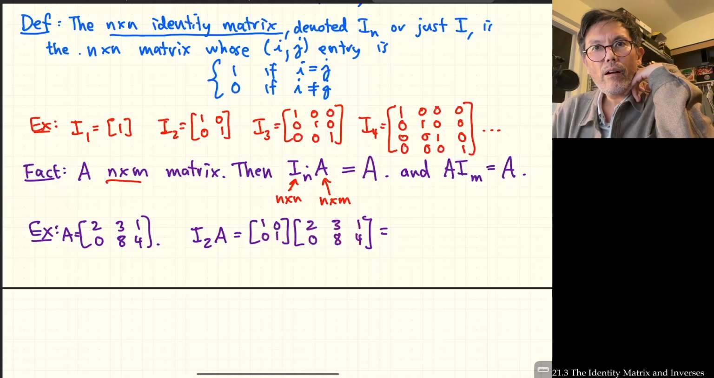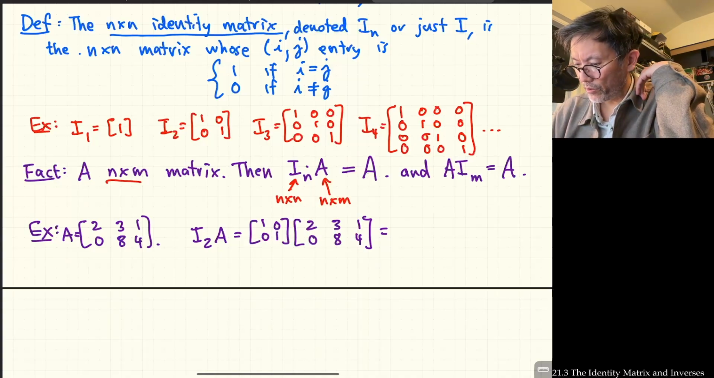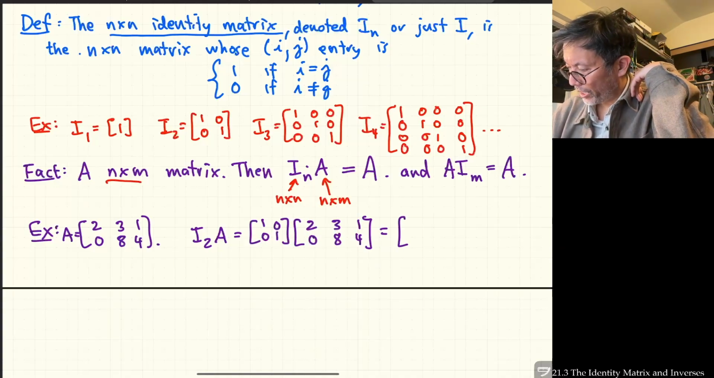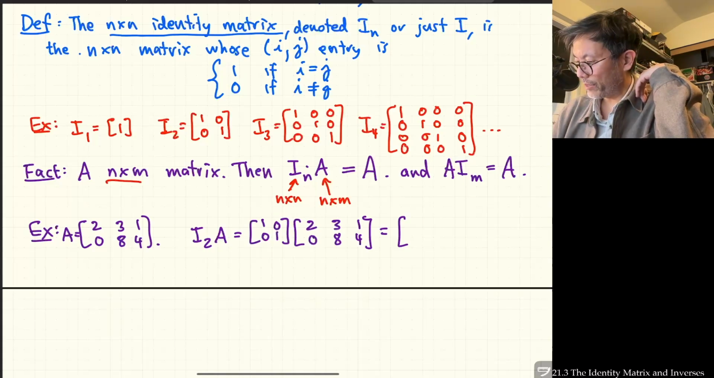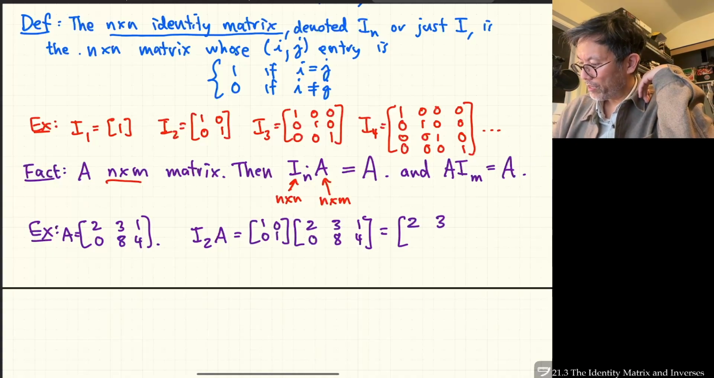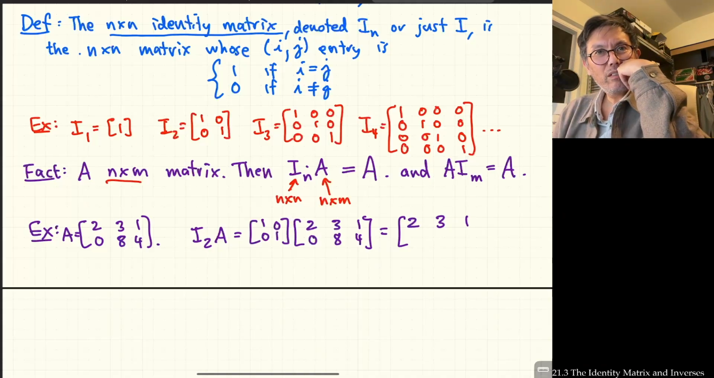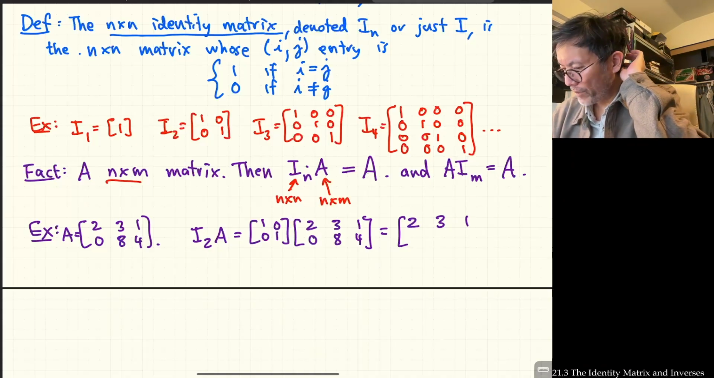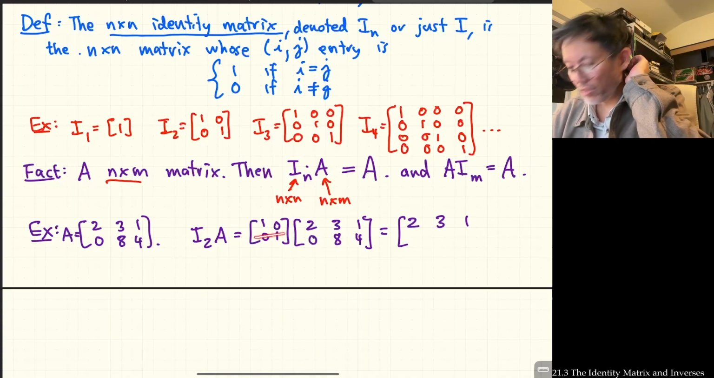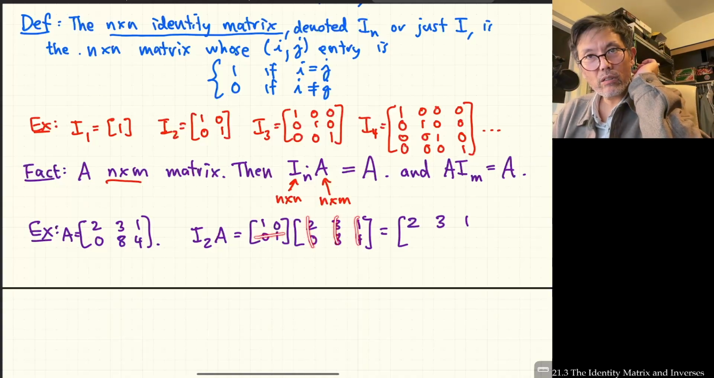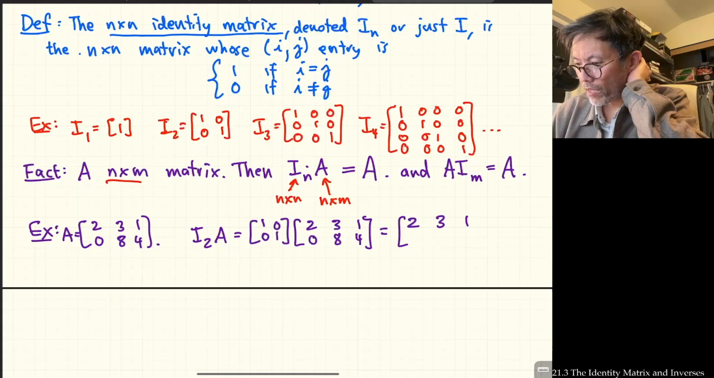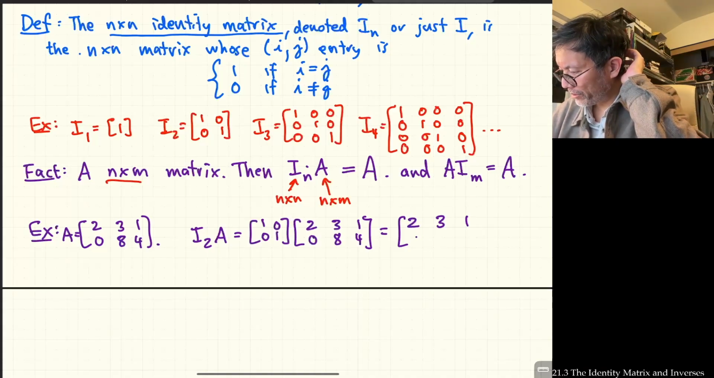Okay? And what do I end up with when I do this? So I get 1 times 2, which is 2, plus 0 times 0, which is 2. And 1 times 3, which is 3, plus 0 times 8, which is 3. 1 times 1, plus 0 times 4, which is 1. Oh my god, it's the same. And then let's do the dot product of this row with these 3 columns. I believe I get 0, 8, 4.